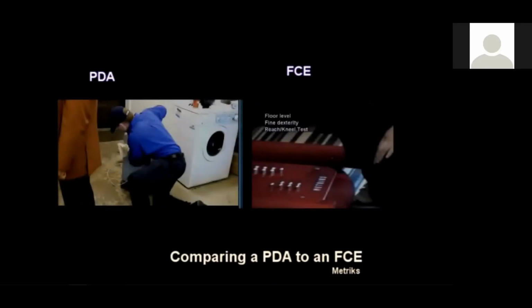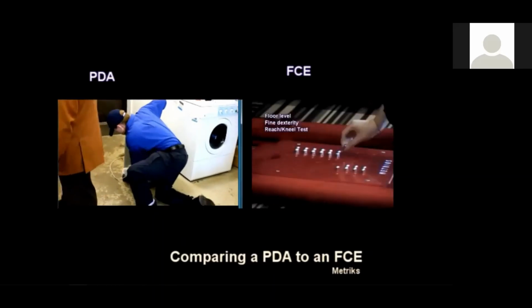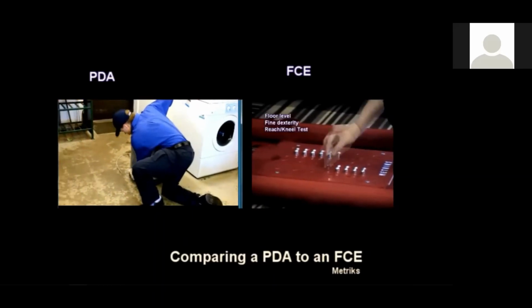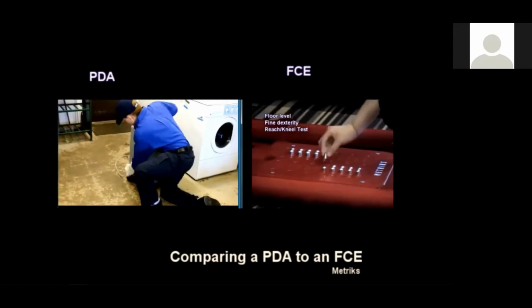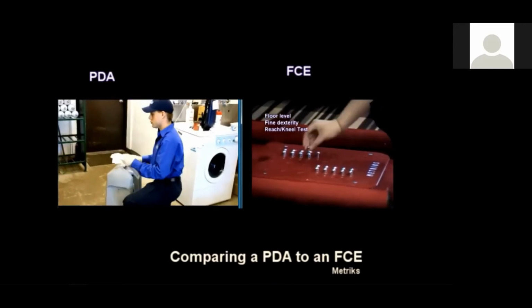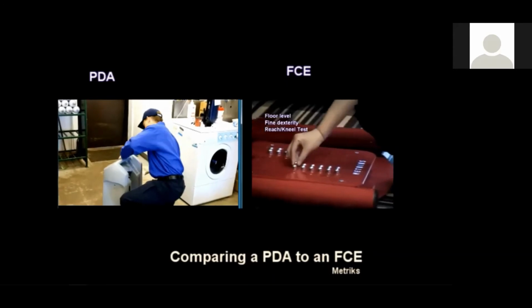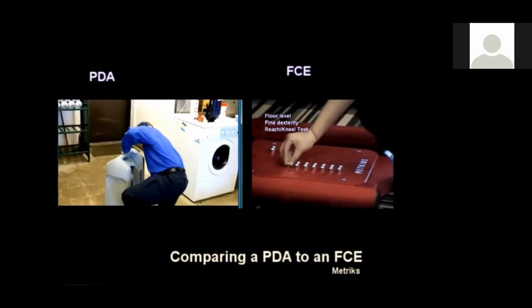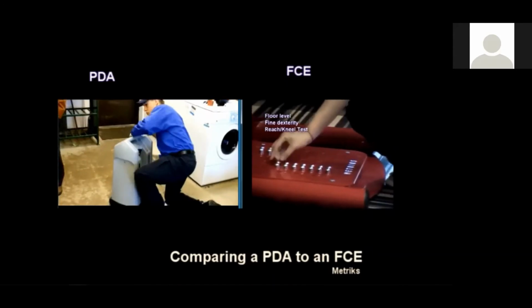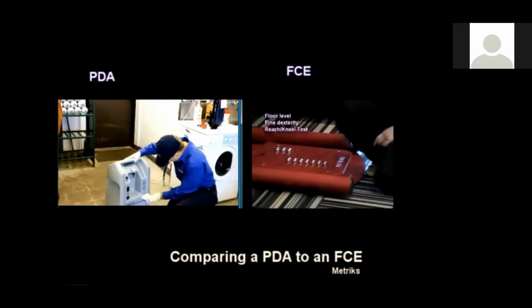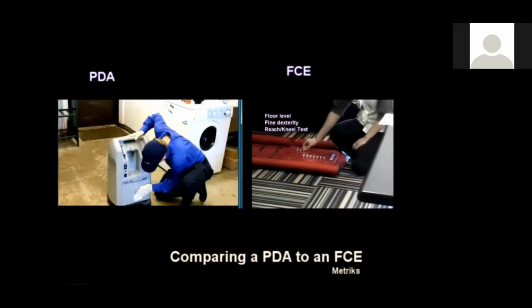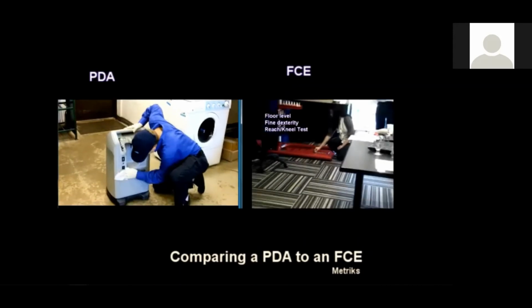And the final example is a kneeled task. On the left-hand side, the worker is cleaning product in a kneeled posture, and on the right-hand side, we're doing a dexterity test in a kneeled posture as well. In all three of these examples, the physical demand of the workplace, measured in the PDA, is compared to the results of the functional capacity evaluation.